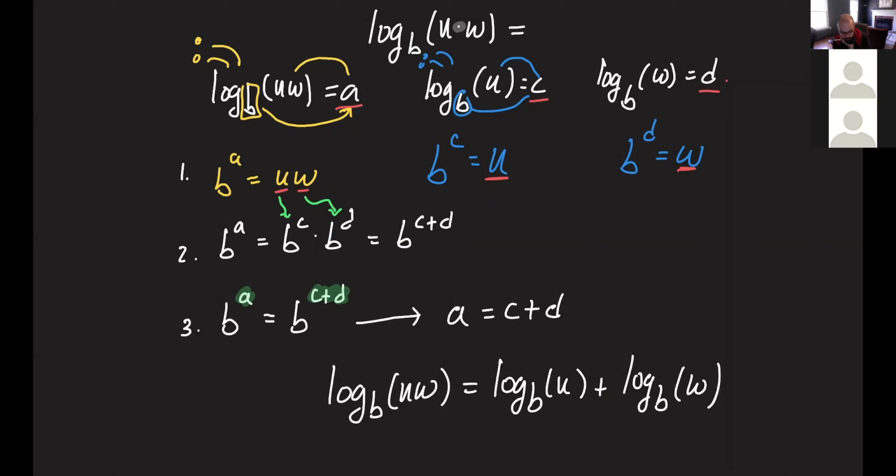Historically, this was really useful when you wanted to multiply large numbers. Logarithms turn multiplication, which is harder than addition, into addition. Of course we have calculators now, but before there were calculators, this was a really useful tool to speed up computations: instead of multiplying a bunch of things, you could add them. So it was very, very useful.